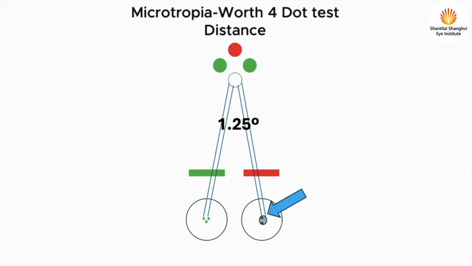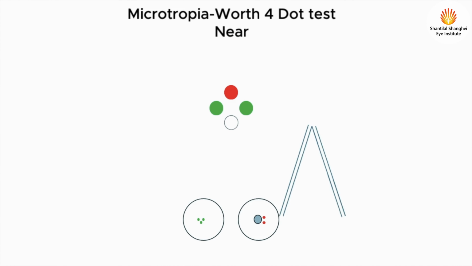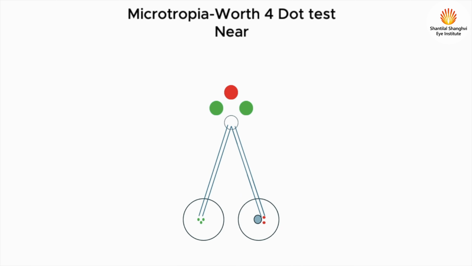So in one eye, the image will fall within the central suppression scotoma and the patient will report seeing images only from the other eye. When the same test is performed for near, the angle subtended at the fovea is 6 degrees, which is very well outside the scotoma. Hence, a patient will report seeing all 4 dots.